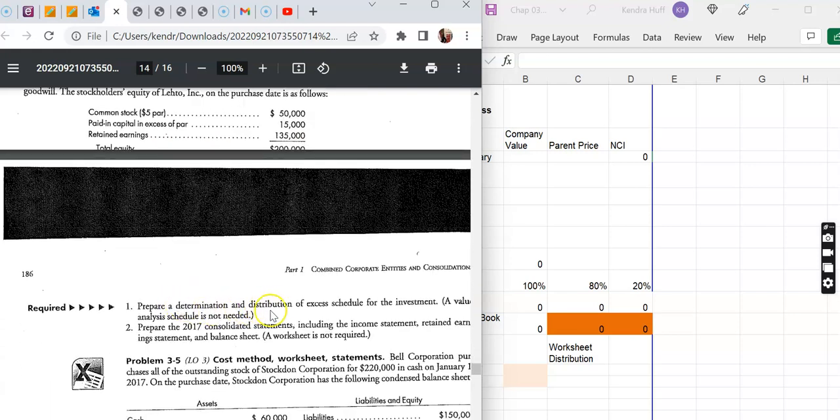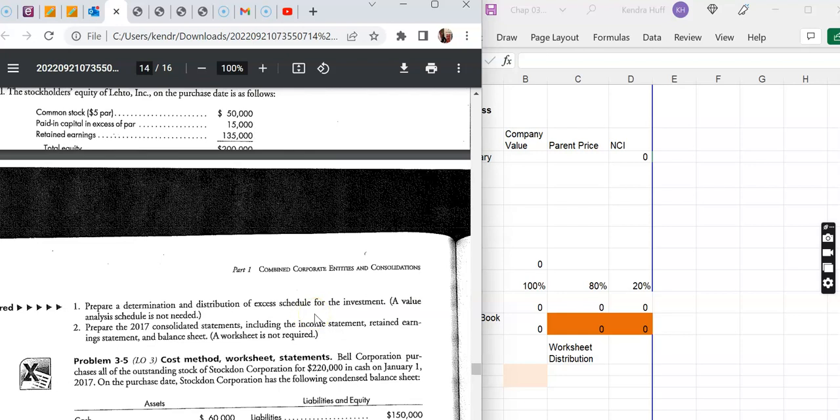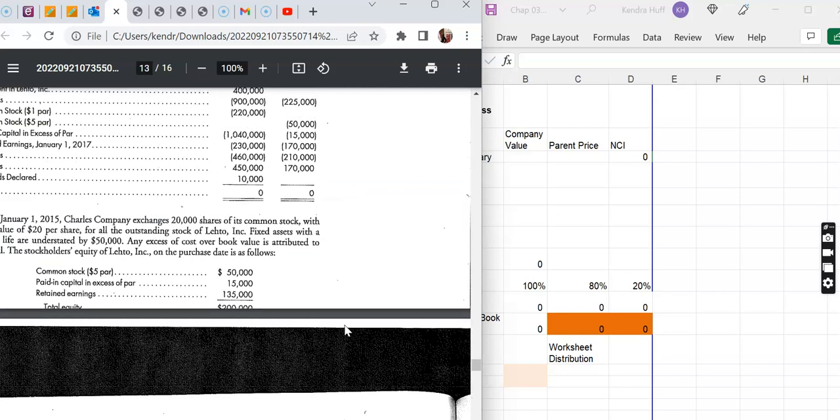All right, they want a schedule of determination and distribution of excess, and then the consolidated statements, including the income statement, retained earnings, and balance sheet. Don't have to do a worksheet.